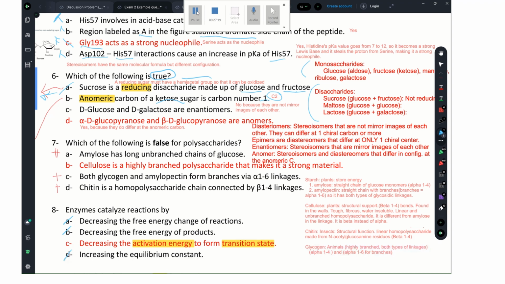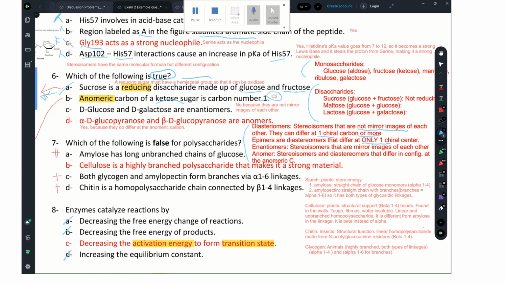So diastereomer, now we're over here. Diastereomers are stereoisomers that are not mirror images of each other. They can differ at 1 chiral carbon or more. So a diastereomer is when two things have the same molecular formula, but the three-dimensional structure is different. So here they're saying that at 1 chiral carbon they can be different, or at more than 1 chiral carbon they can be different. Now an epimer is a diastereomer that differs at only 1 chiral carbon.